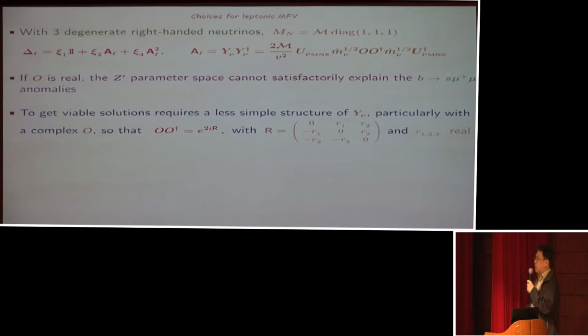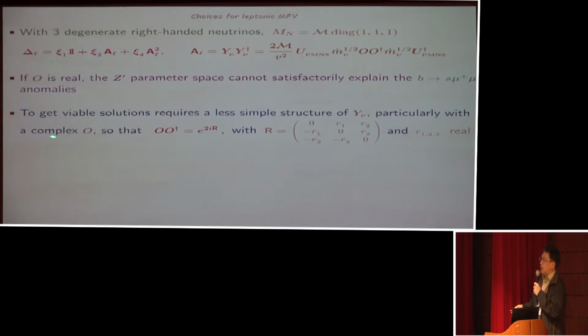Okay, so before showing you our numerical results, as I mentioned, we have this object delta L for the lepton sector, the spurion object, and delta L is from the product of the right-handed neutrino Yukawas. And so you have this expression. This O matrix is unknown, but it should be orthogonal and complex in general. Okay? And so you need to make a choice here for this O matrix. The simplest choice, of course, is to assume it to be real. So in this case, this will be 1. Okay? But it turns out that for the simplest choice, the parameter space cannot satisfactorily explain the anomalies. And so that means you need to make a different assumption for the O matrix. So you need to have a less simple structure of this Y nu.